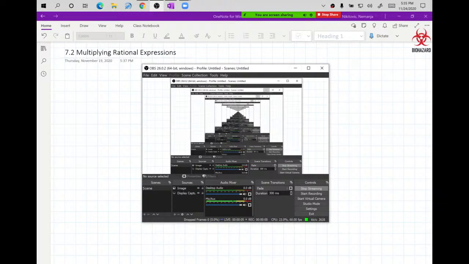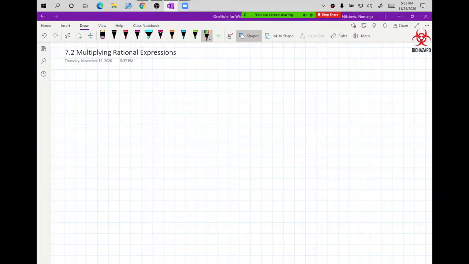Hello and welcome back to Elementary Algebra section 7.2 on multiplying rational expressions. Well, it's also dividing, but we'll see, right? It's technically the same thing. So again, we are talking about rational expressions, which means fractions, and these fractions contain expressions with x or y or whatever other variable in them.